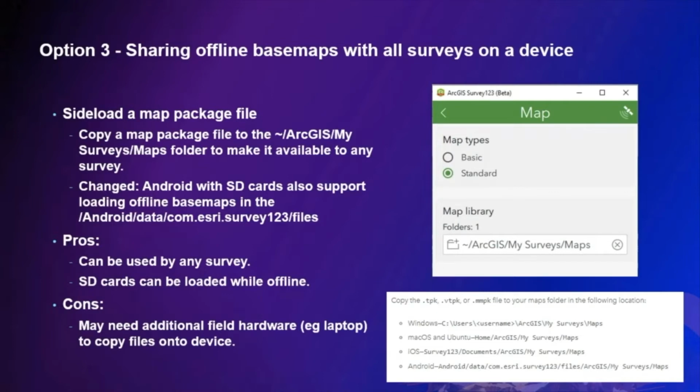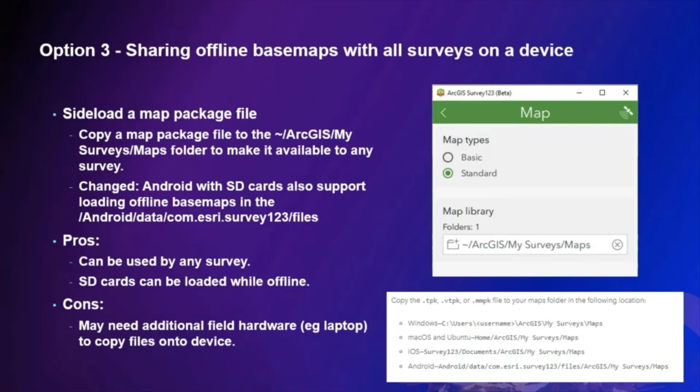If your device has an SD card, you can also load your offline maps from the SD card. In Survey123 3.12, Android devices support loading offline maps from an SD card when the files are loaded into the SD card folder listed on the slide. This change is in response to how scoped storage is handled in Android 11.